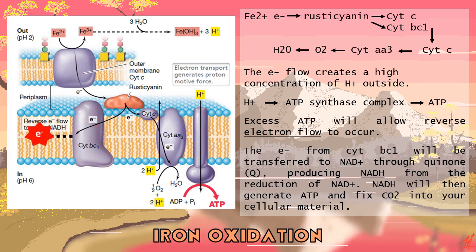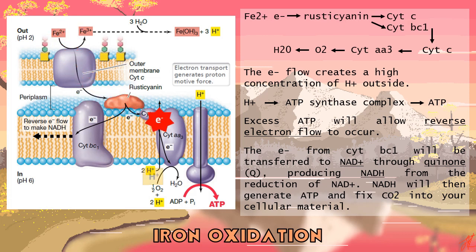The electron flow will then allow protons to be pumped out of you and will create a high concentration of protons outside you. The protons will be transported back inside your membrane through the ATP synthase complex and will result in the formation of ATP.